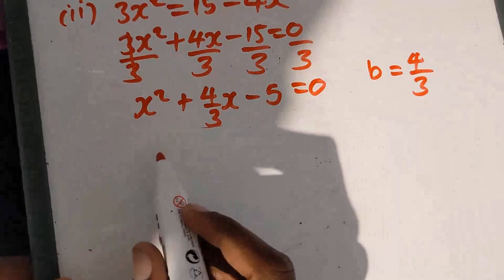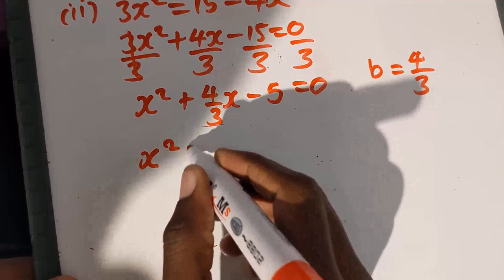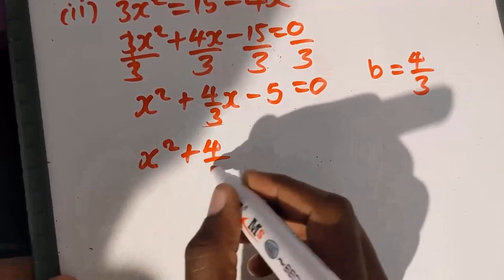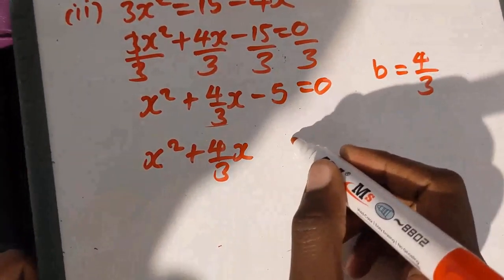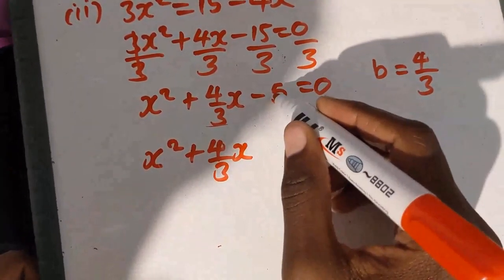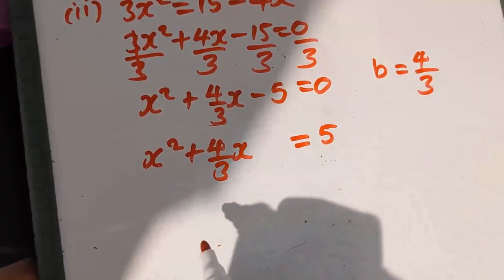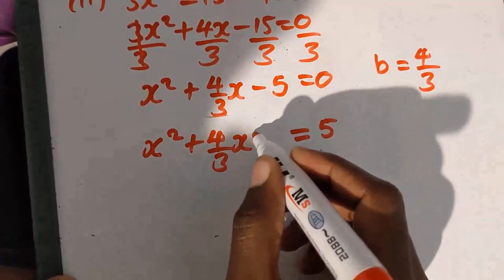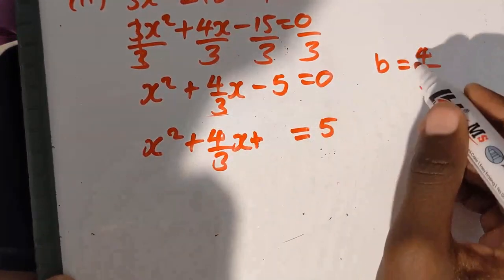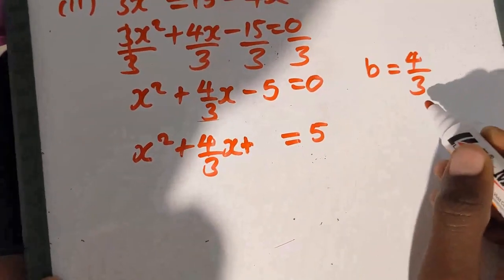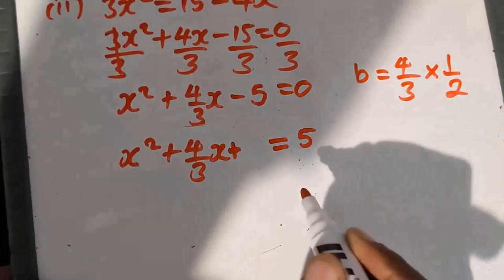So we are going to have x squared plus 4 over 3x. That is the first step that we did. Then you leave some space. This constant, when it comes to this side, it becomes positive 5, like that. Then here you need to add, okay? You need to add half of b. So what is half of b? You multiply it by half. Half is 1 over 2.